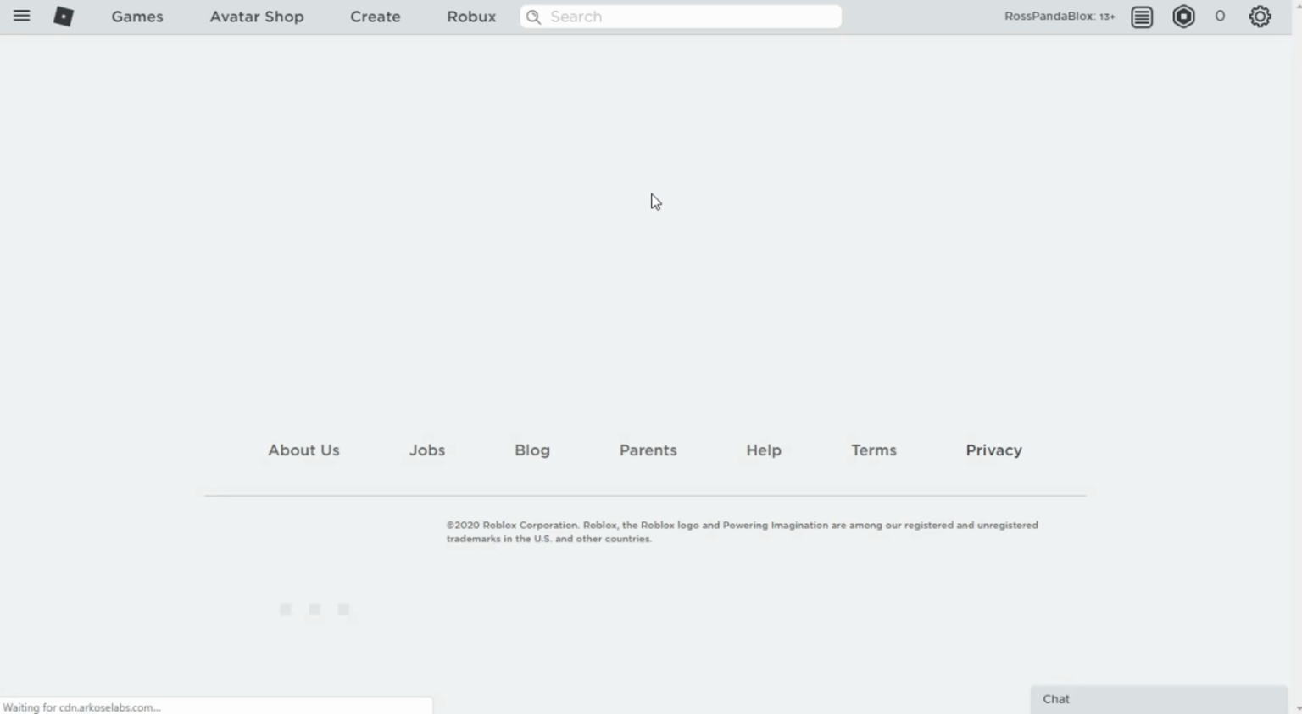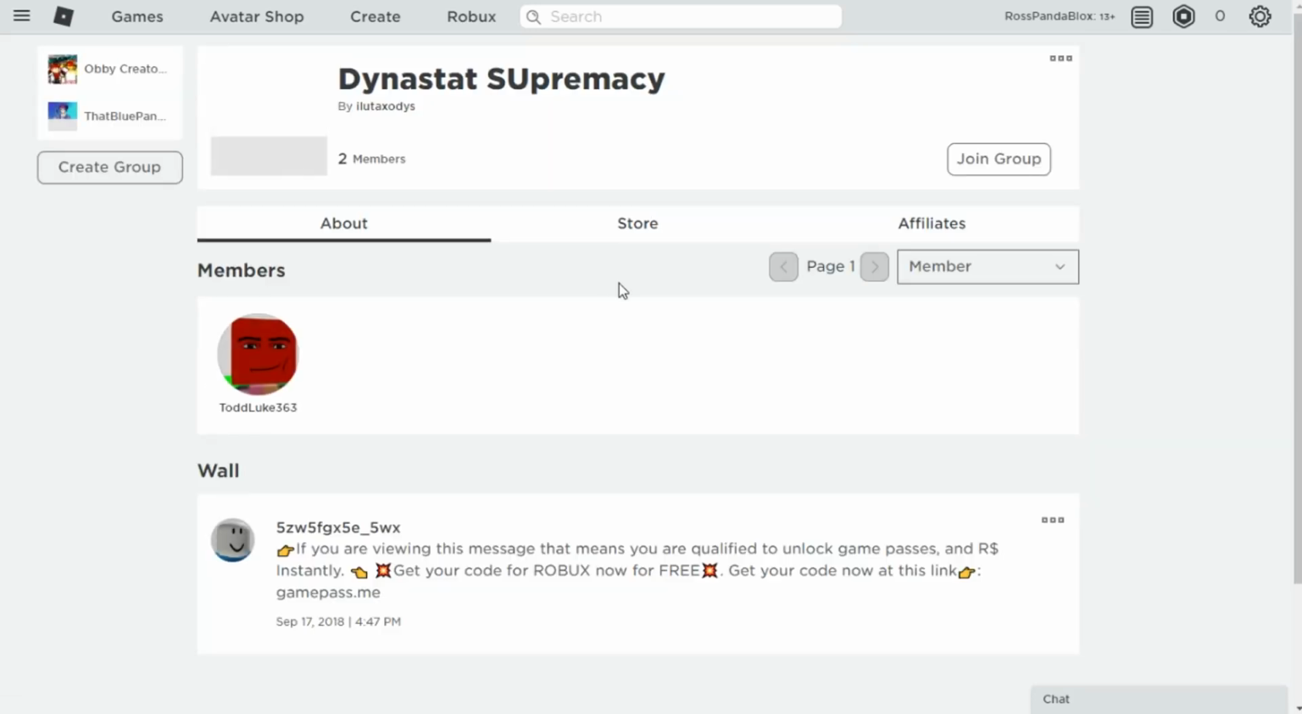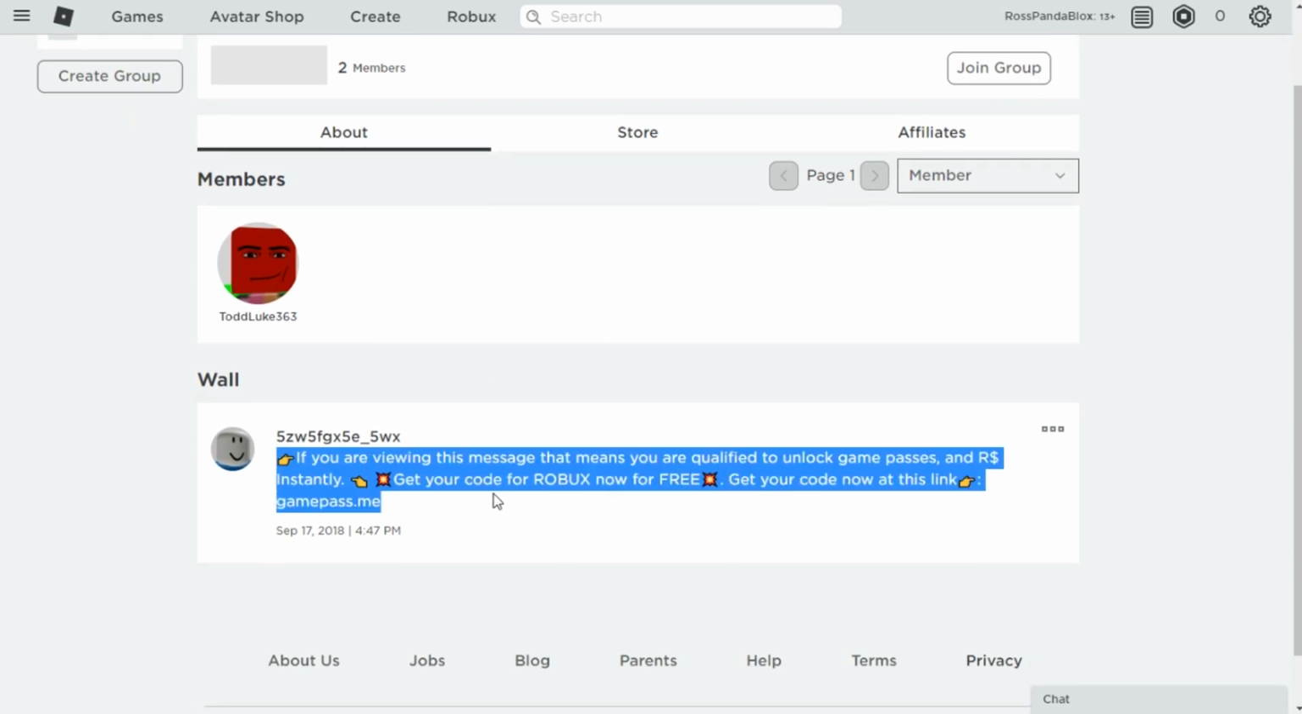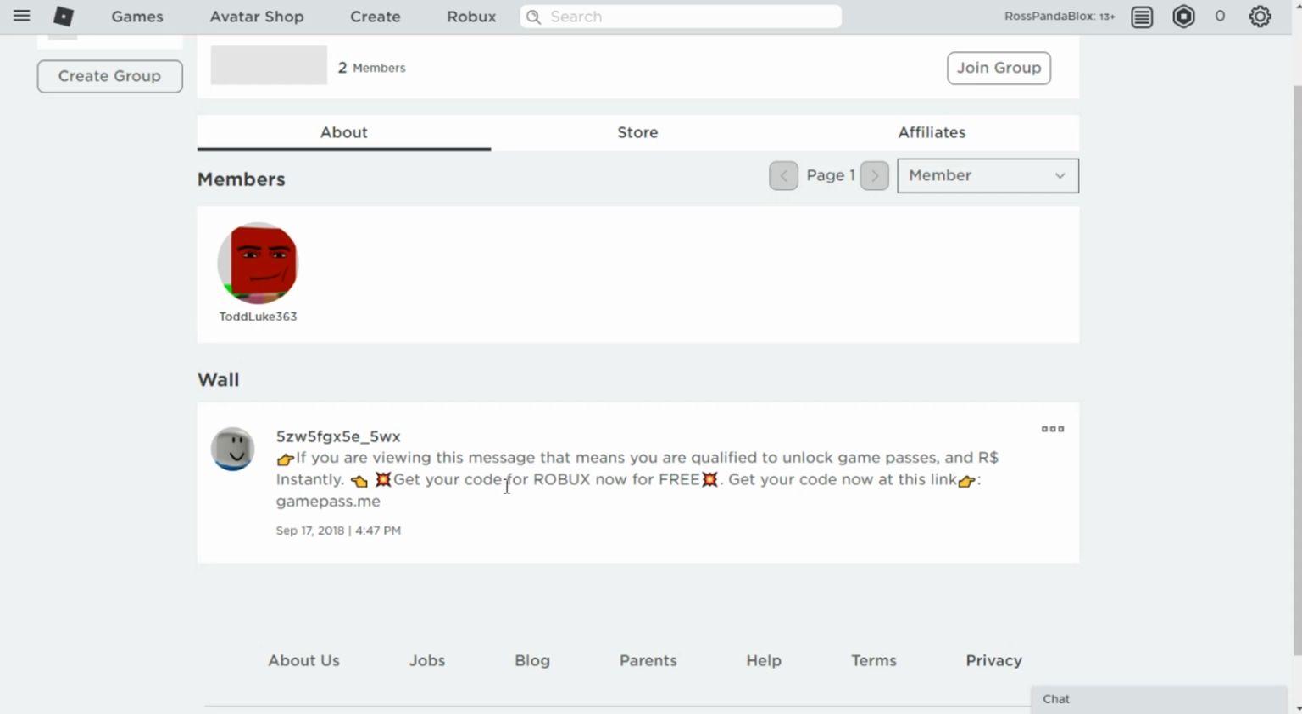So this is the group page here, and okay, this is like a scam right here. If you're viewing this message, that means you are qualified to unlock game passes and Robux instantly. Get your code for Robux now for free. Get your code now at this link.